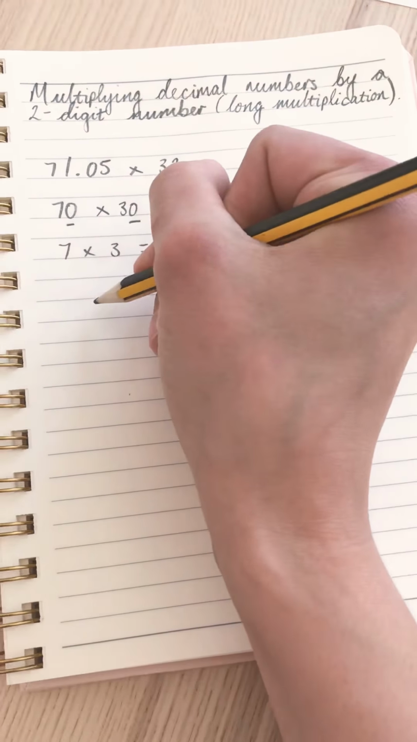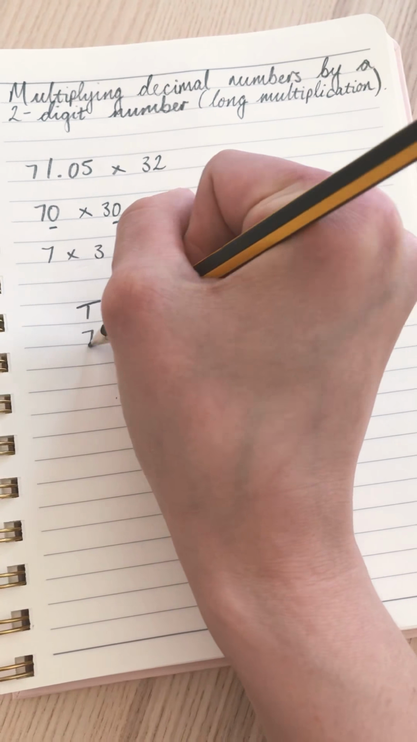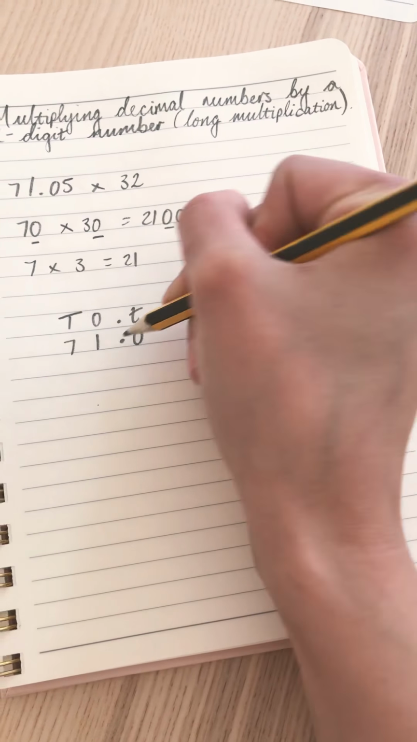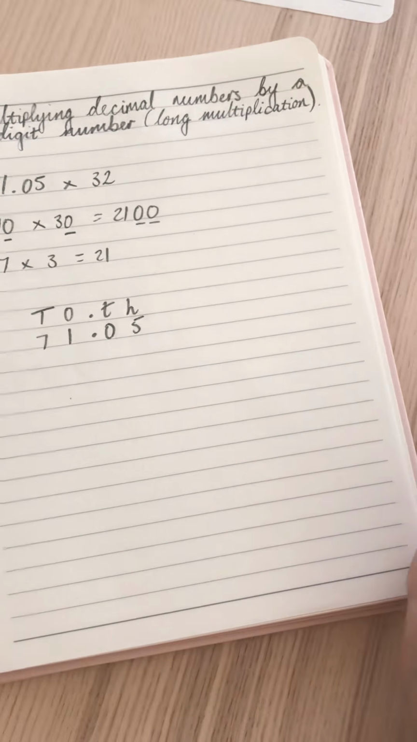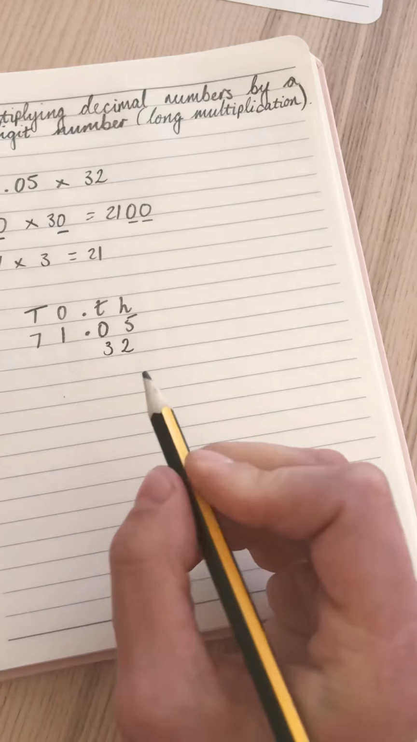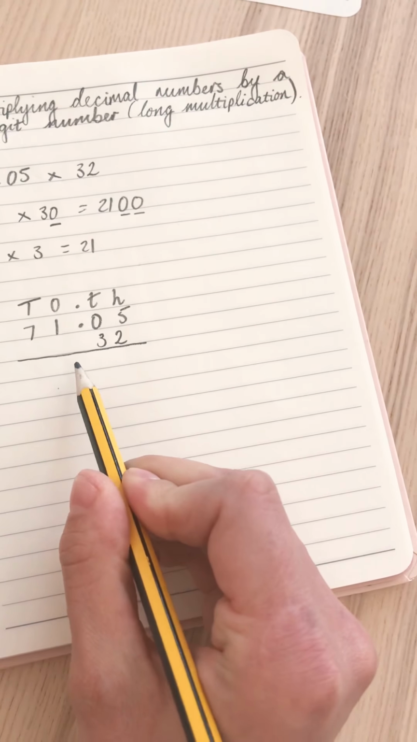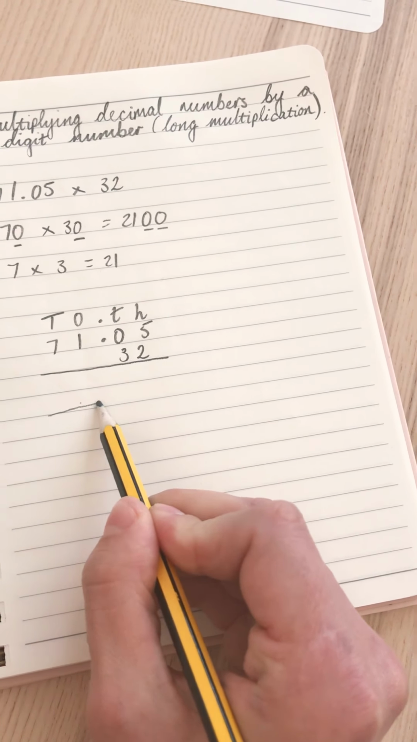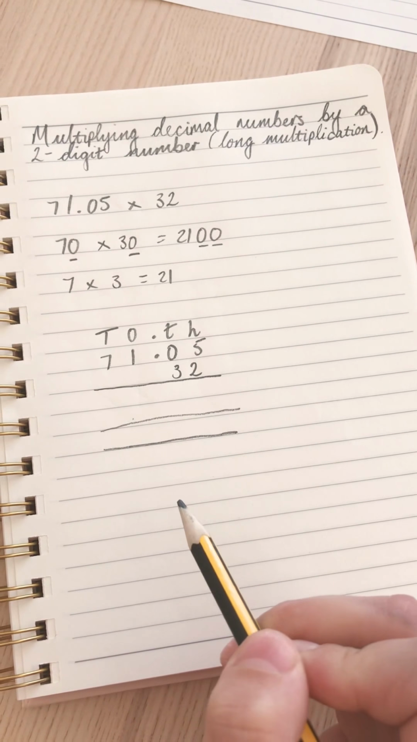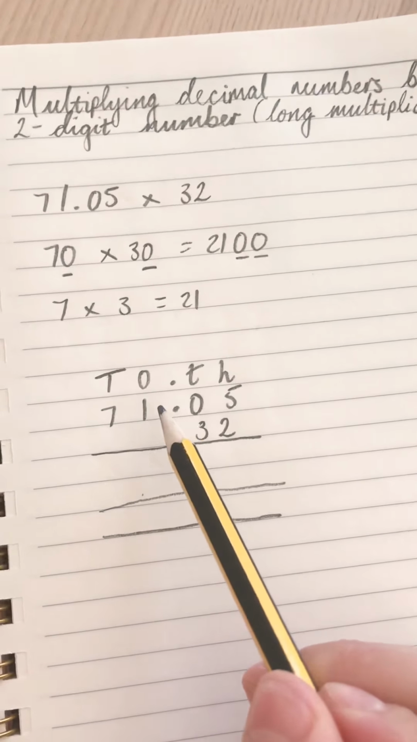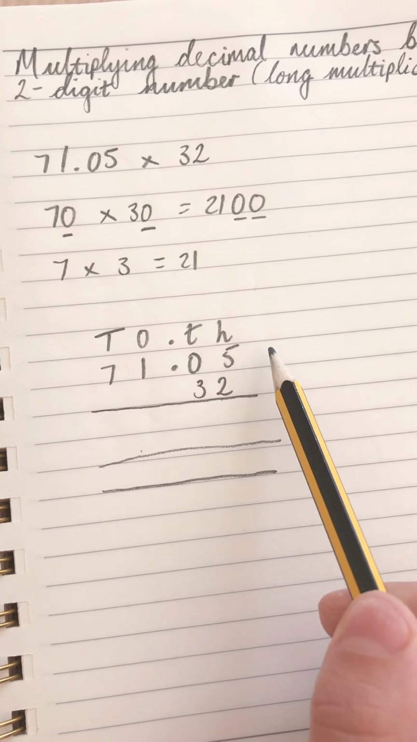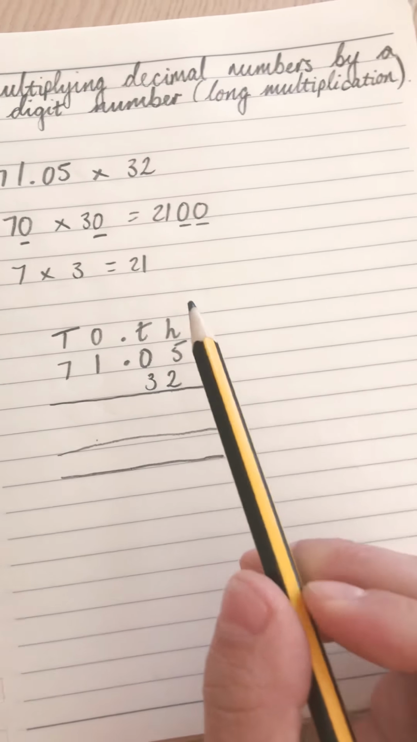Okay, so let's set our calculation out. We have 7 tens, 1 one, no tenths, and 5 hundredths. And we are multiplying all of these by 32. Now, because this is long multiplication, you need space for two numbers and your answer. Okay, so this is how we lay out a long multiplication. This is because we'll be multiplying all of these numbers by 2 first, and then we'll be multiplying all of these numbers by 30. So let's start with 2.